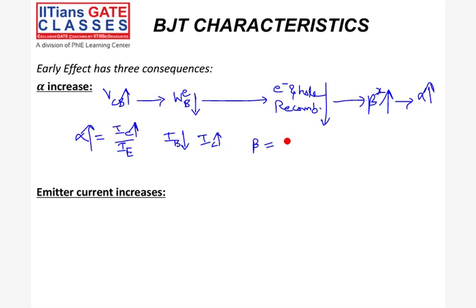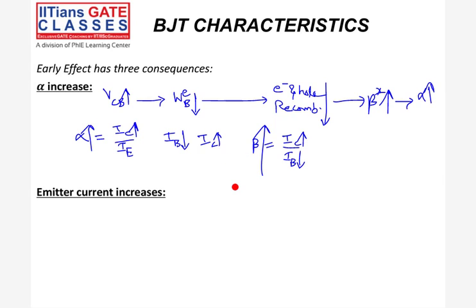Beta is equal to how much? This is equal to IC divided by IB. Now here we can see IC increased, at the same time IB decreased. So the numerator increased and the denominator decreased at the same time. Then beta will get increased to a large extent. Here alpha was increasing to a very small extent, so beta will get increased to a large extent.